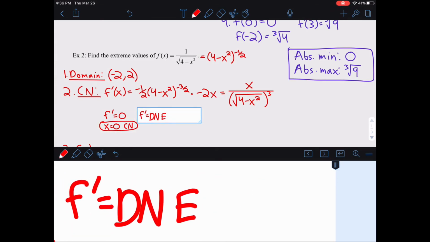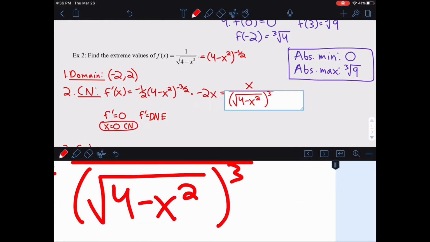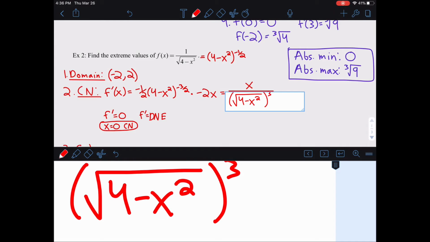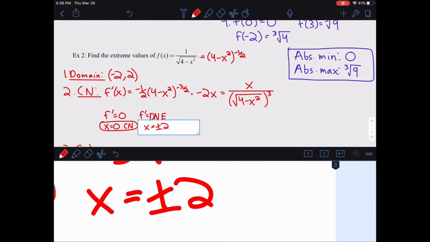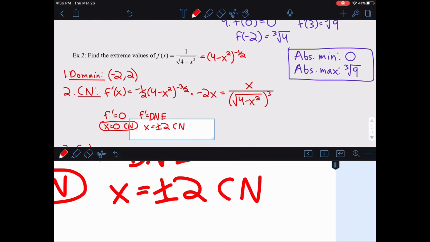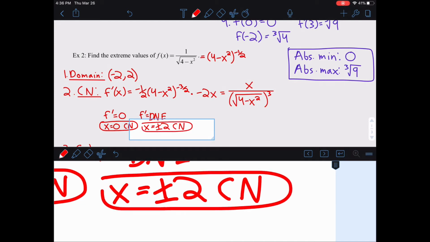And now, what is going to make this derivative not exist? Well, I need to set the denominator equal to 0. So what is going to make this denominator equal to 0? Well, we actually already talked about it, right? It is going to be 2 and negative 2. So I'll write plus or minus 2. So those are both critical numbers, right? We should definitely go ahead and box these up, right?